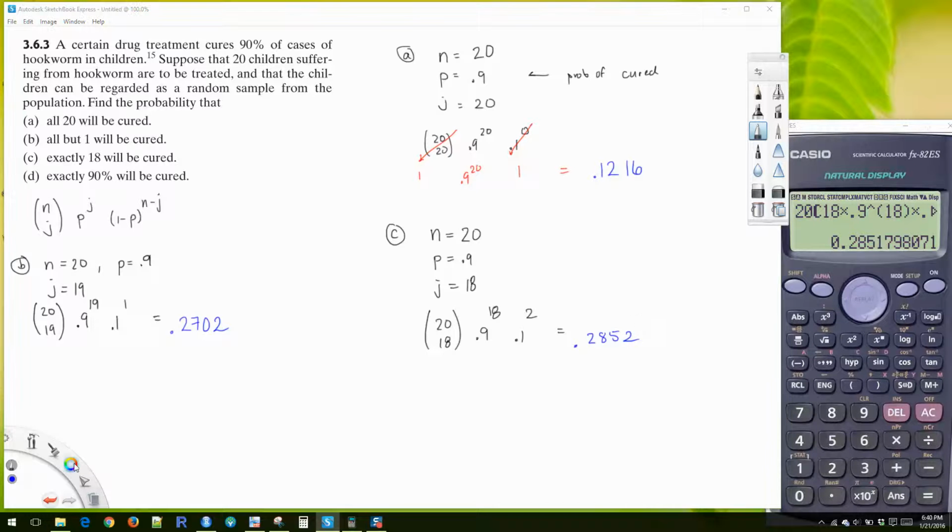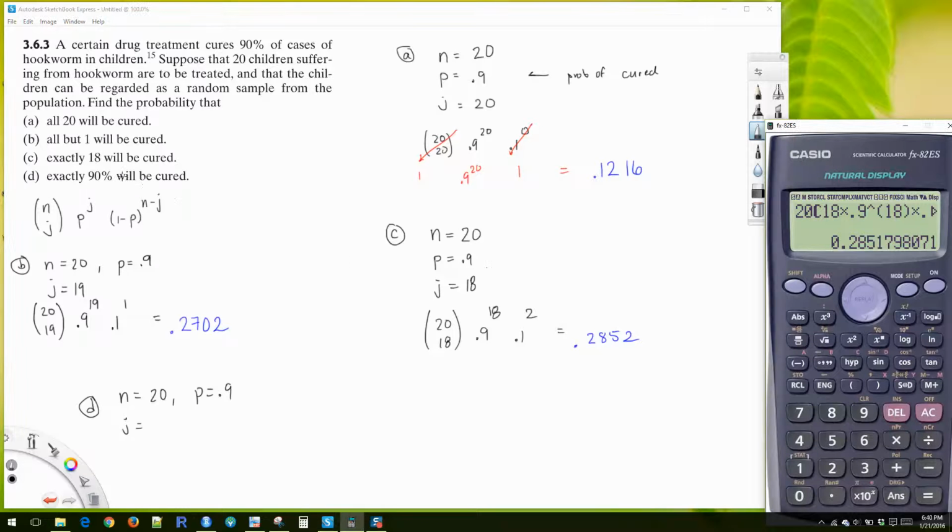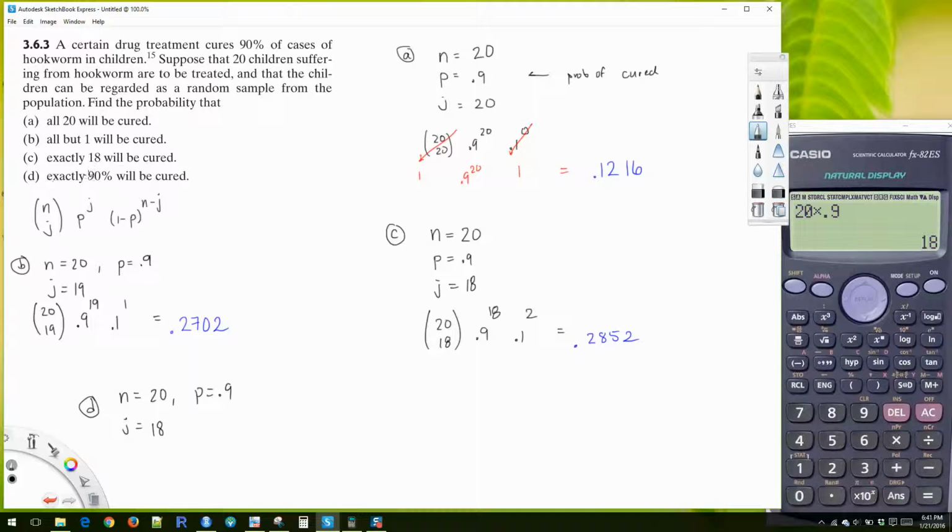So my answer there is 0.2852. Okay. And lastly, part D says exactly 90% will be cured. So here we're still going to have n equal to 20, p equal to 0.9, and j has to be a whole number. We can't say 90%. So what we've got to do is convert 90% into a number. We have 20 children, so 20 times 0.9, 90% of 20 is 18. So D is basically asking the exact same thing that part C was, just in a different form. So exactly 90% of the 20 is the same thing as saying exactly 18 are cured.